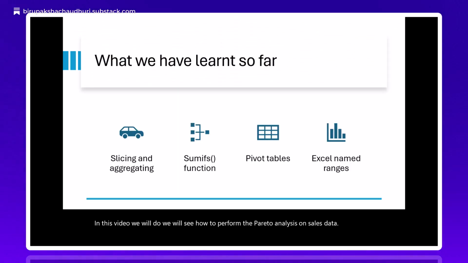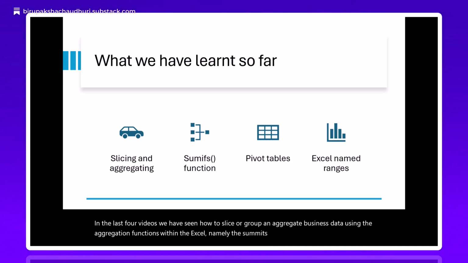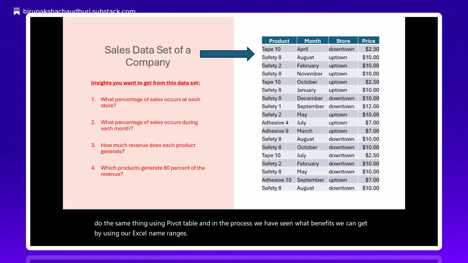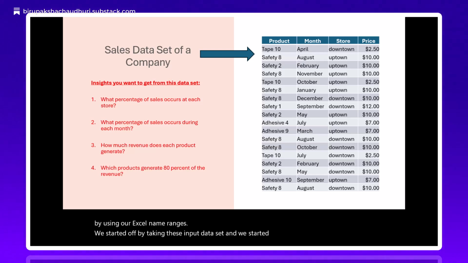In the last four videos, we have seen how to slice or group and aggregate business data using the aggregation functions within Excel, namely the SUMIFS function. We have also seen how to do the same thing using pivot table, and in the process we have seen what benefits we can get by using Excel named ranges. We started off by taking this input data set and we started solving these four problems one by one.